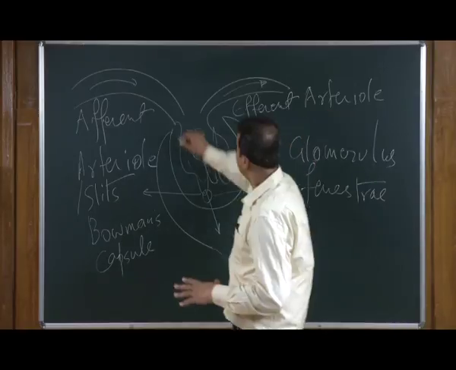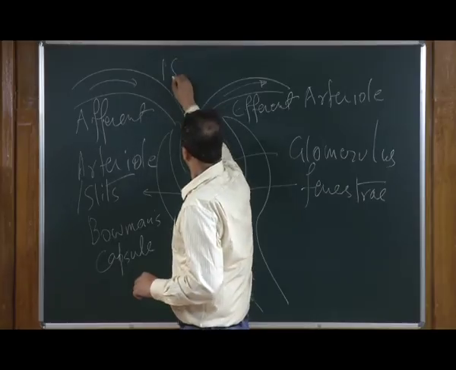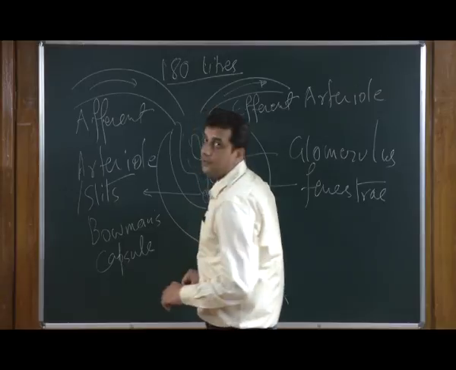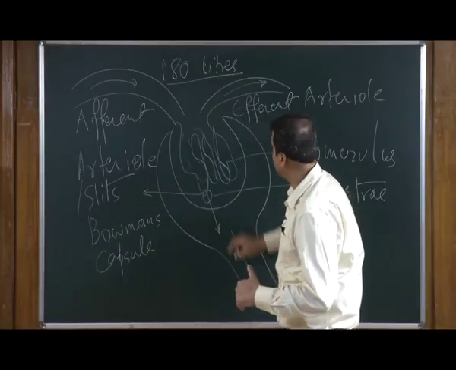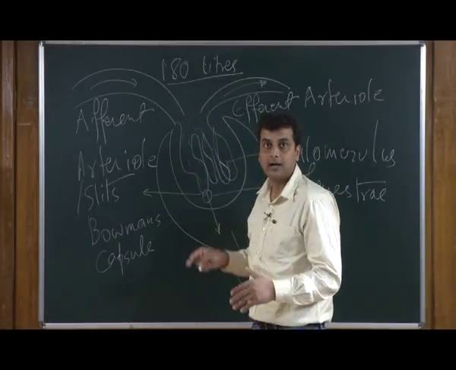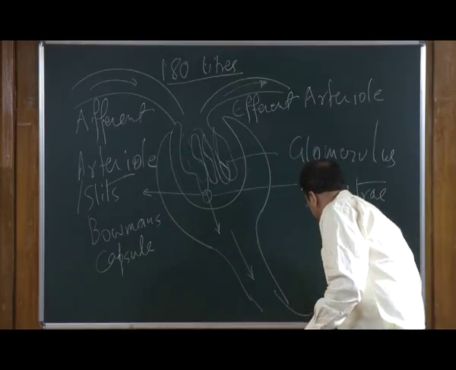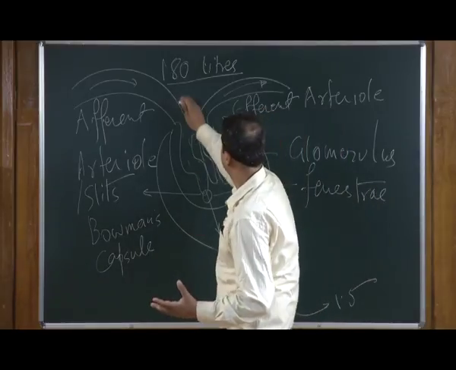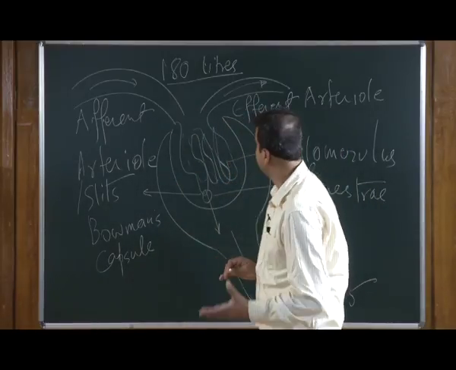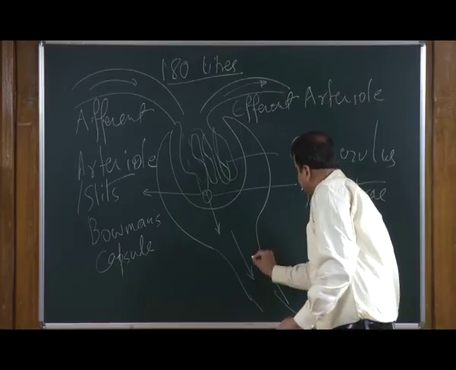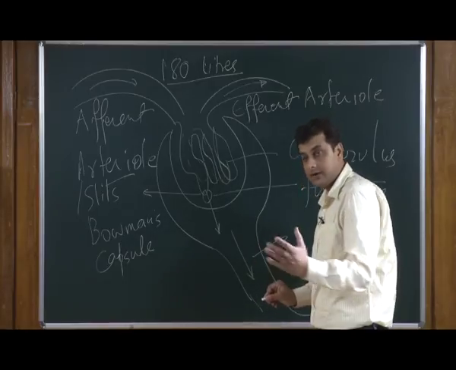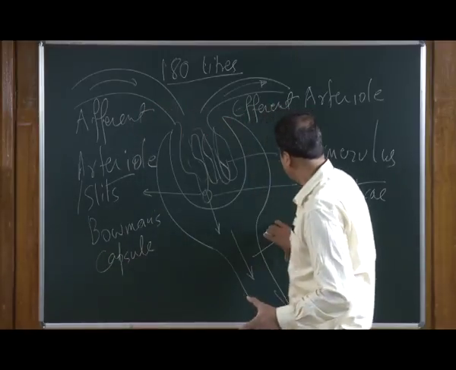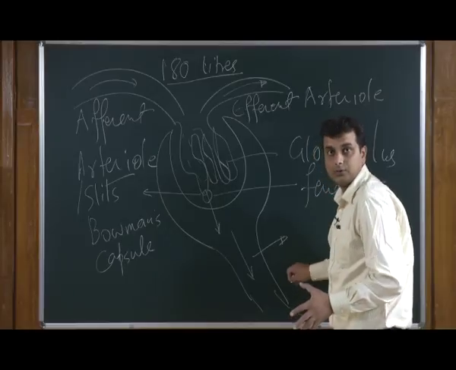Every day the kidney is filtrating approximately 180 liters of blood. Now out of 180 liters, only 1.5 is coming out as urine. What about the rest? The remaining 178.5 liters of the content is getting reabsorbed into the circulatory system, or the capillary network which is running parallel to this tube.